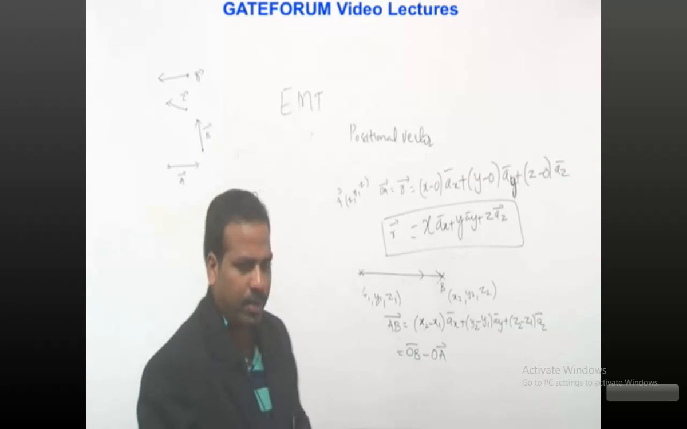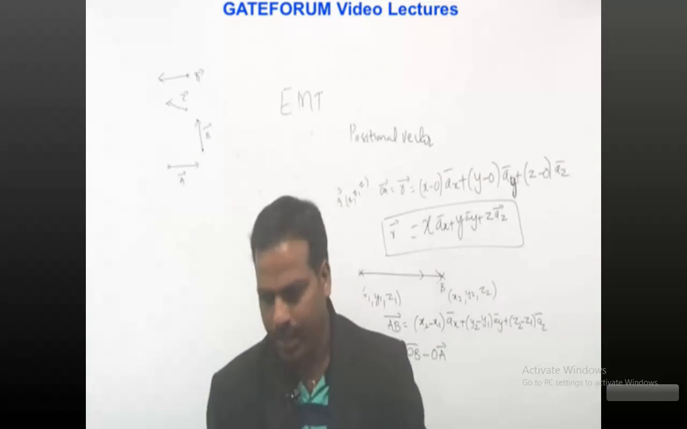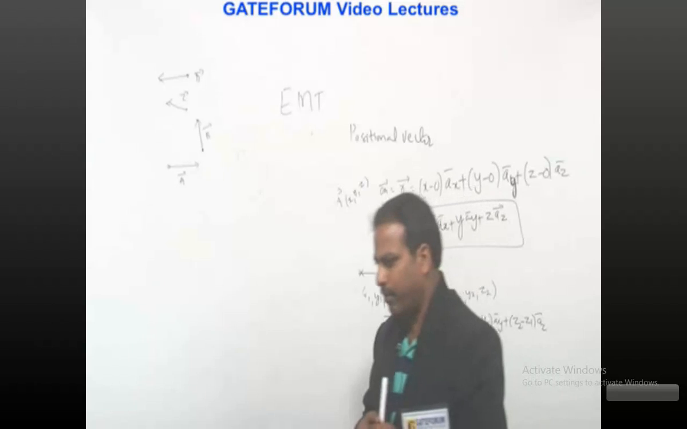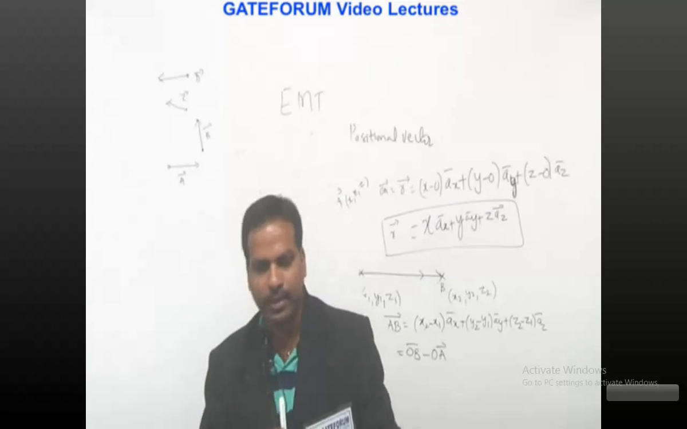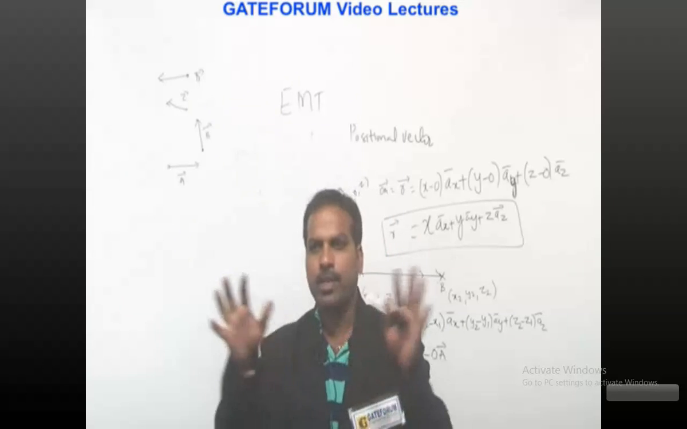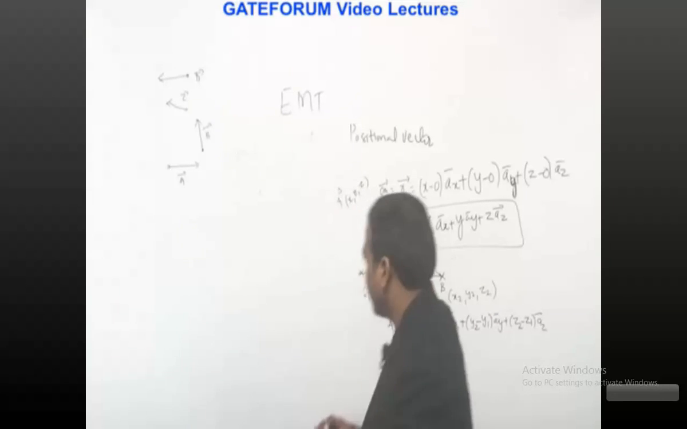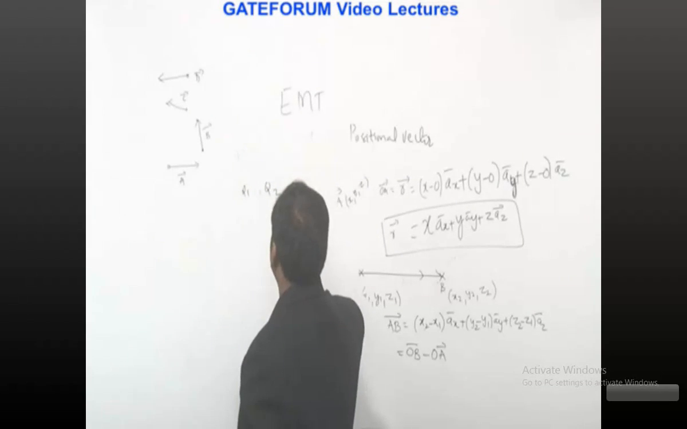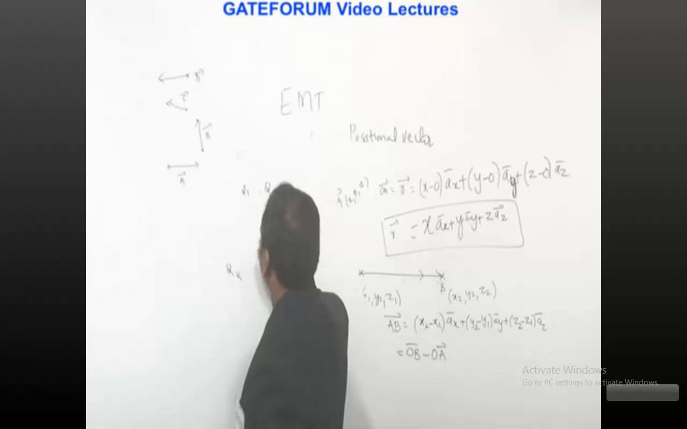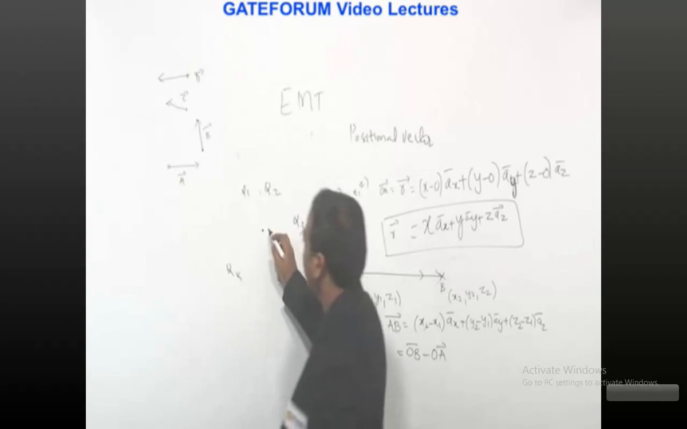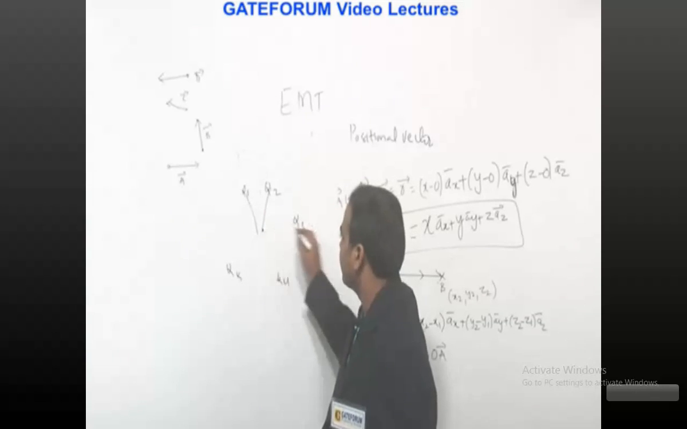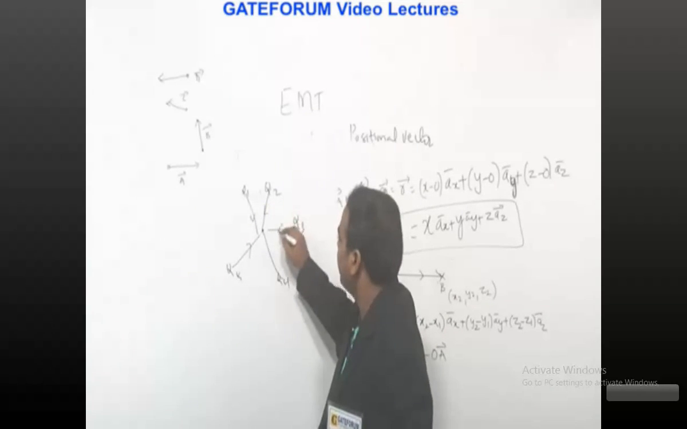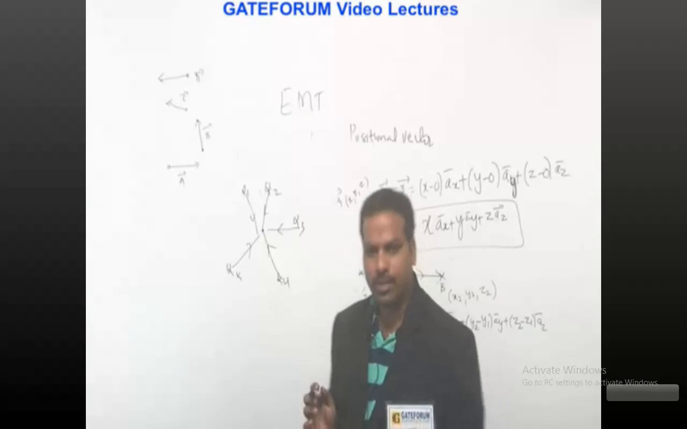Very simple. Suppose you are finding the electric field intensity due to a point charge. When one point charge is present, yes, we can get the electric field intensity at our required point. But when several point charges are present, let's assume there is a Q1 charge at this point, a Q2 charge at this point, and a Q3 charge, a Q4 charge and a Q5 charge. I would like to find the electric field intensity at this point due to the several point charges.